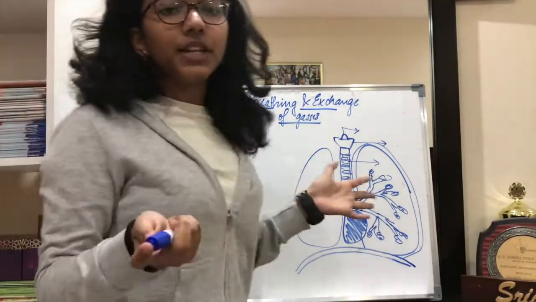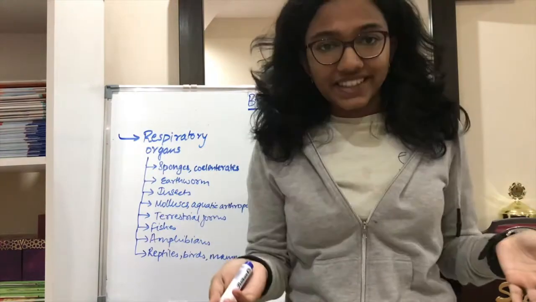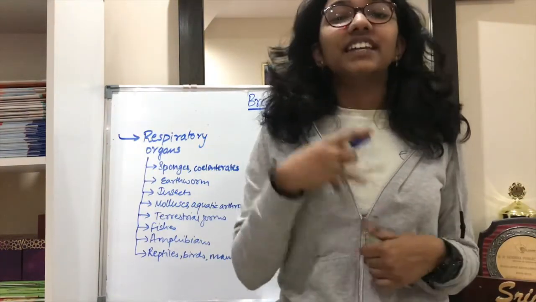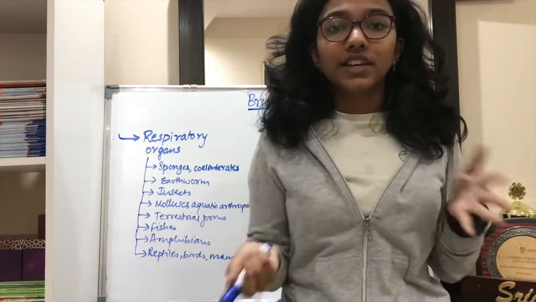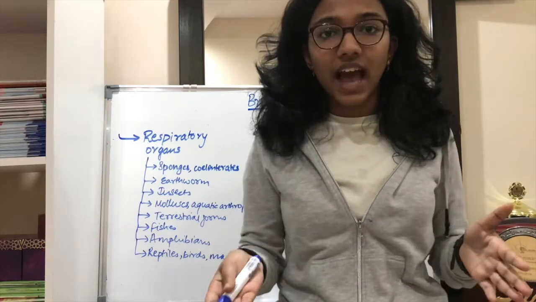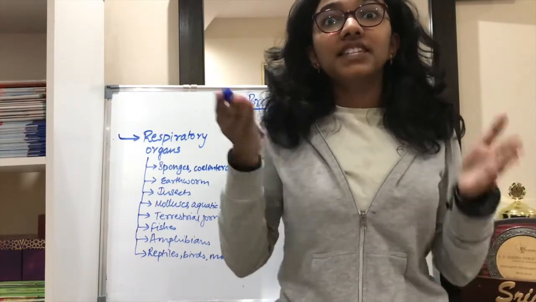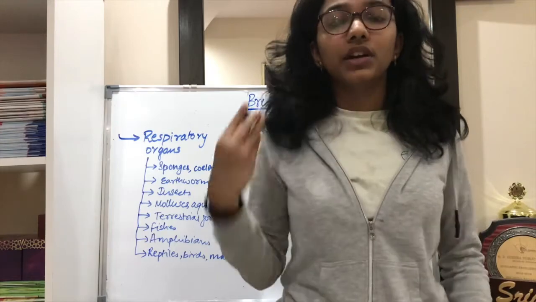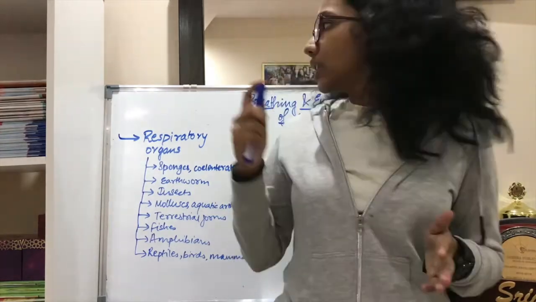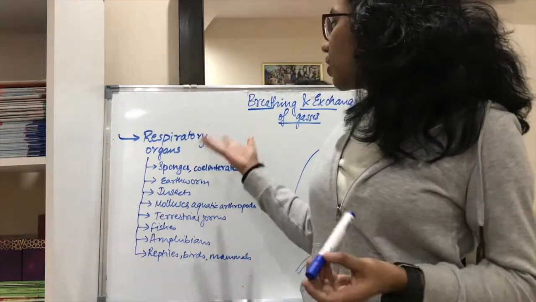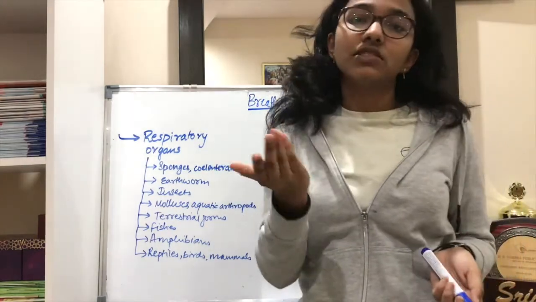The first thing we need to know is why do we breathe? We take in oxygen and give out carbon dioxide. That's what we've always learned. But how does this process actually happen? And what are the different steps in this process is what we're going to learn in this chapter. Let's start with the respiratory organs present in various organisms.